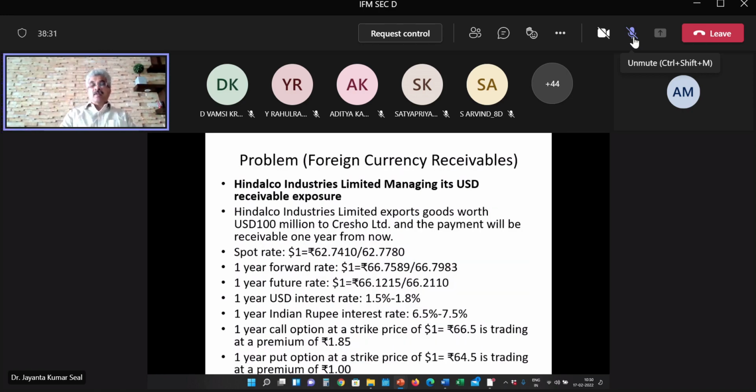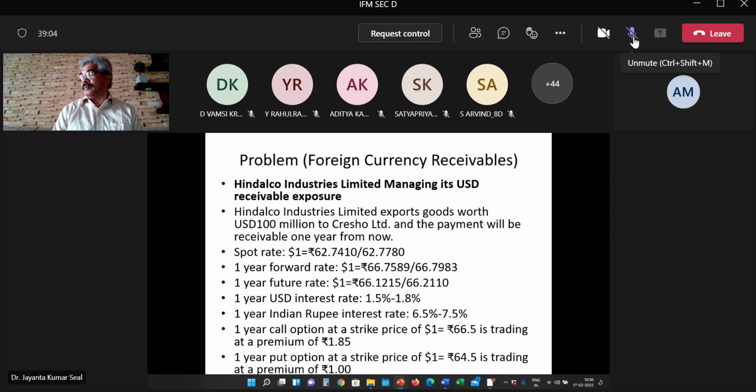So we have another problem on receivable, currency receivable. Read the problem also. Hindalco Industries Limited is managing its US dollar receivable exposure. Hindalco Industries Limited exports goods worth US dollar 100 million to Creso Limited, and the payment will be receivable 1 year from now. So in this case, Hindalco will be receiving $100 million 1 year from now. Spot rate 62.7410 to 62.7780. What does it mean?